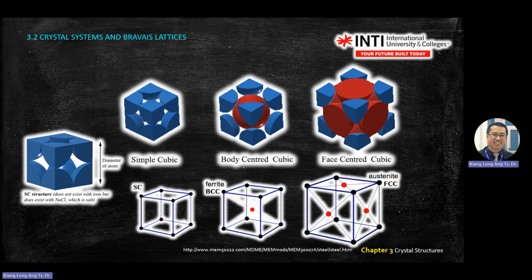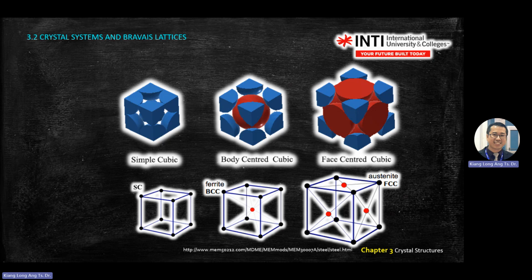Okay, so simple cubic. There are two presentations of crystal structure or network. One is by dot and line. One is by 3D drawing like this. Okay, so imagine how you get this. This one easy, right? Simple cubic. SC means simple cubic, means all the corners have one sphere there. There's nothing on the inside. There's nothing at the face. It's called simple cubic.